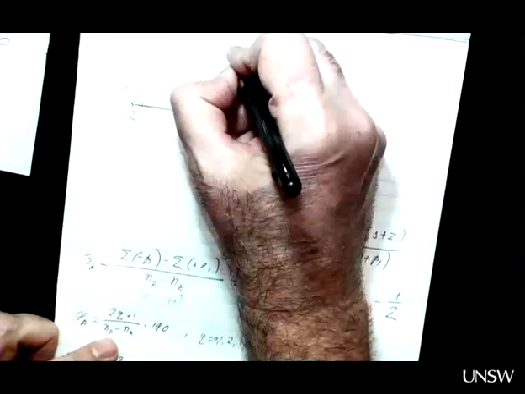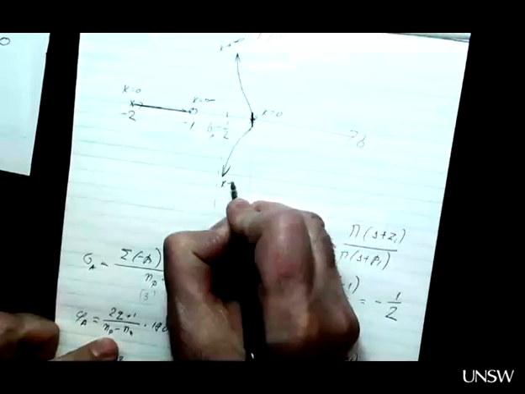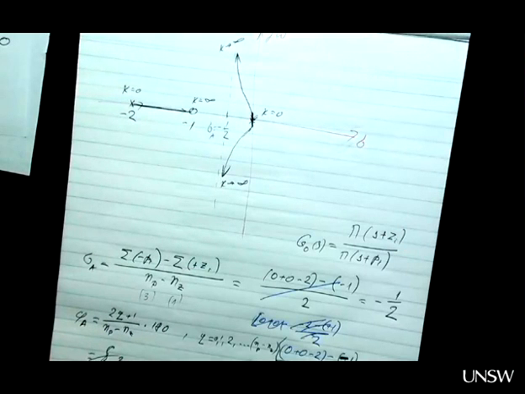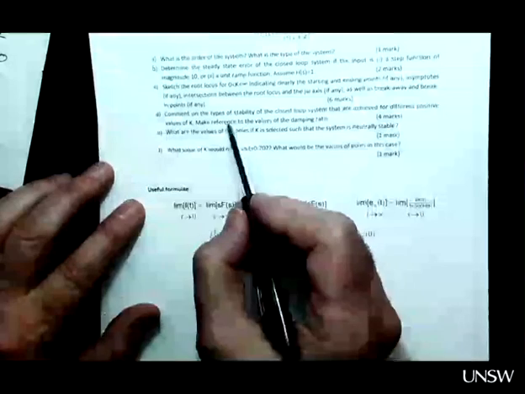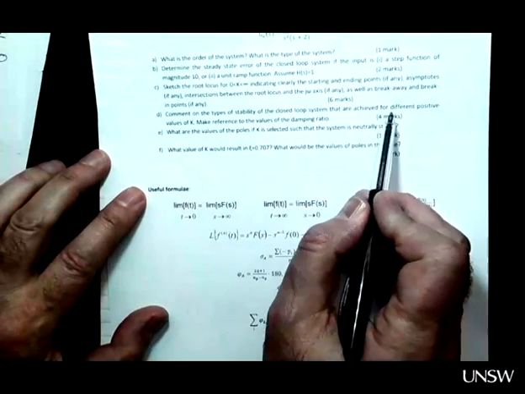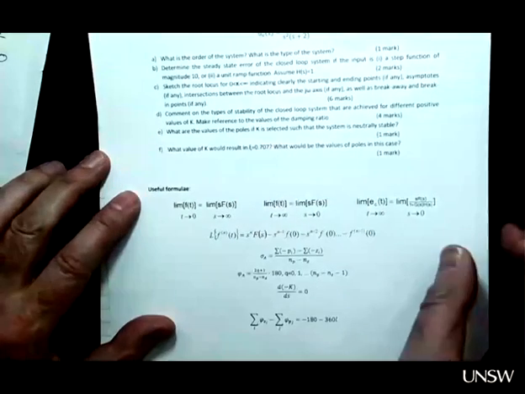K approaching infinity. Okay, that's part C, root locus. Part D, let's get a little bit faster. Comment on the types of stability of the closed loop system that are achieved for different positive values of K. Make reference to values of damping ratio. So let's do that, part D.